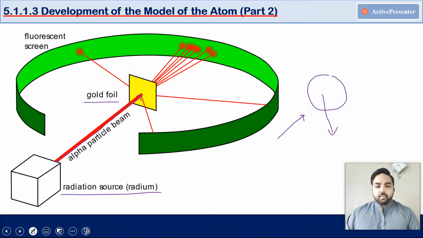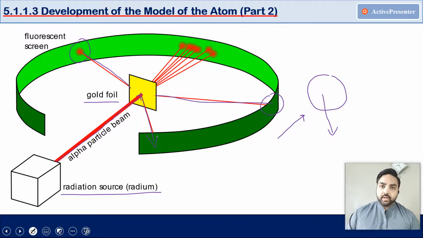But what they observed was that some particles, very few, were deflected through large angles. And very, very few, one in almost 2,000, actually were deflected by more than 90 degrees. So they bounced back off whatever was in this gold foil. And that really confused the plum pudding model as it currently stood.